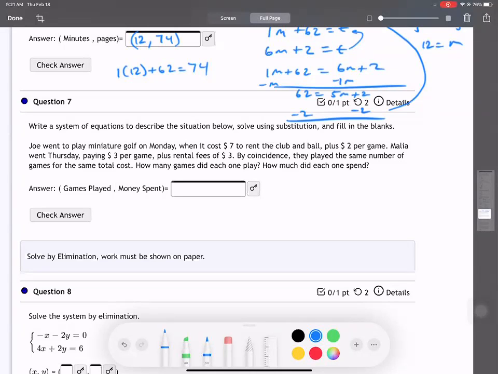So it cost me $7 to rent the clubs, and then $2 per game, and I'll also use G for game. And this will equal some total cost. Malia went Thursday paying $3 per game. So we only pay the $3 once, okay? And then we pay a fee of $3 per game.